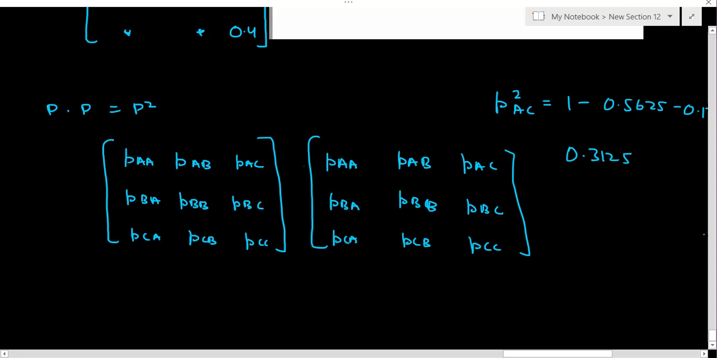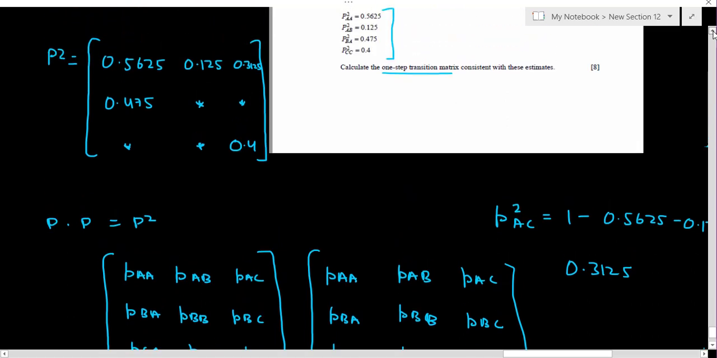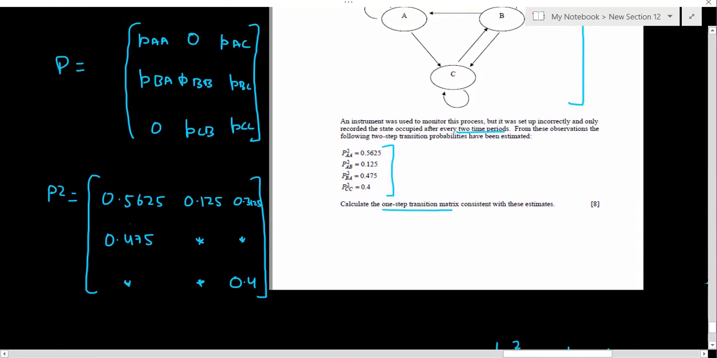Okay, so if I try to calculate the first entry, that's nothing but PAA into PAA, that is PAA square, plus PAB multiplied with PBA, plus PAC multiplied with PCA. These are the entries that are to be multiplied in the following manner, so that they lead to 0.5625, right?